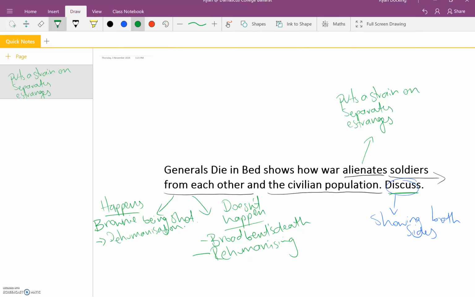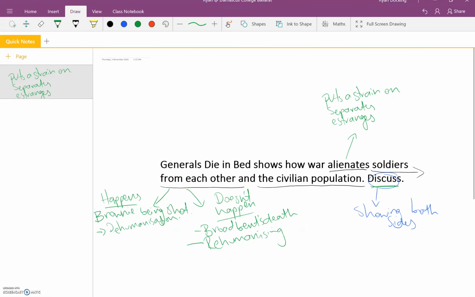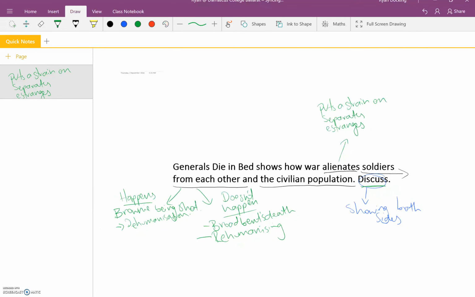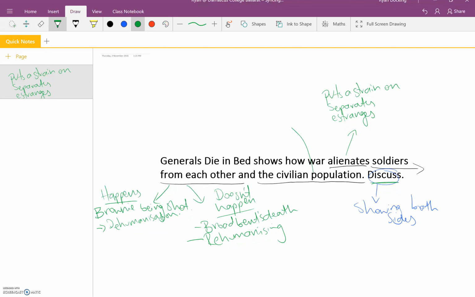Okay. So I've got 2 points there. Obviously, we could go in a whole bunch of other directions with it as well, but I reckon 2 for the moment is fine. Now, I'm going to go with the civilian population now and think about how the civilian population also alienates itself from the soldiers.